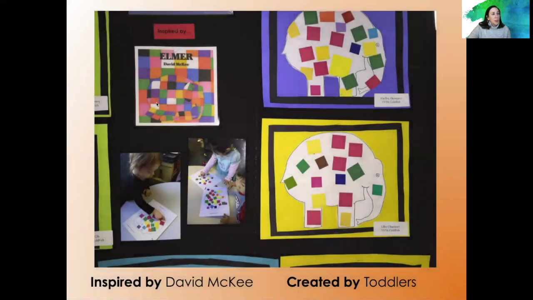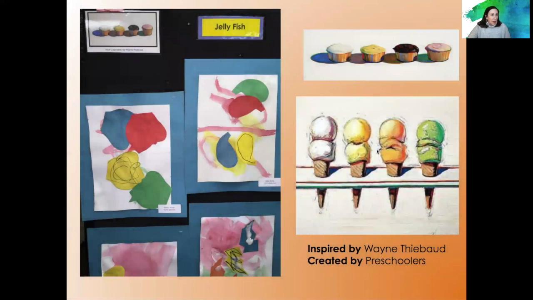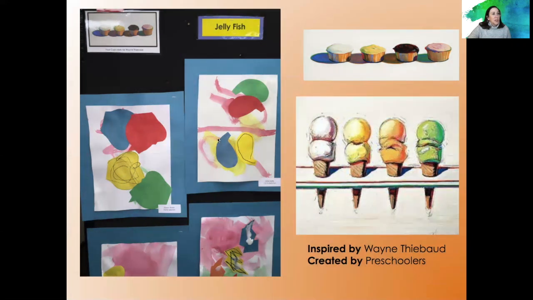These elephants were inspired by Elmer by David McKee. This was little kids, again toddlers, and they just made outlines of the elephant and then took some colored squares and glued them on. Wayne Thiebaud is a fun artist for kids to learn about. He does a lot of cakes and ice cream and stuff like that. And so these were preschoolers that did their best impressions of ice cream using cutout paper and also watercolors.